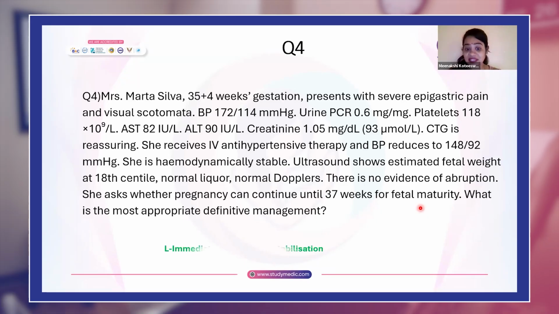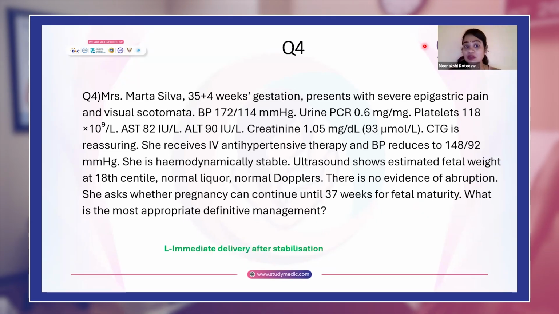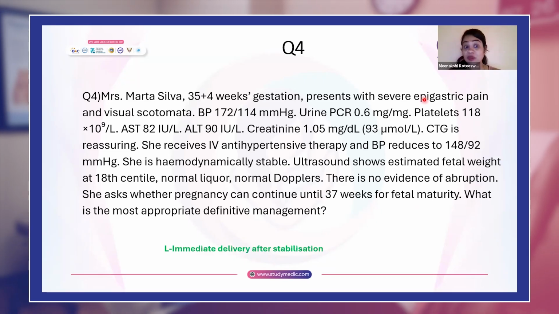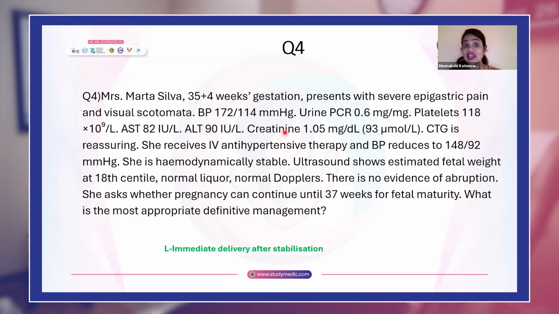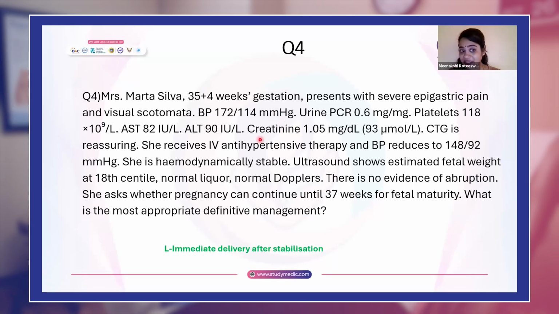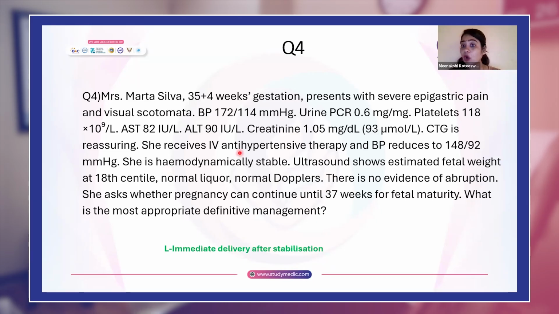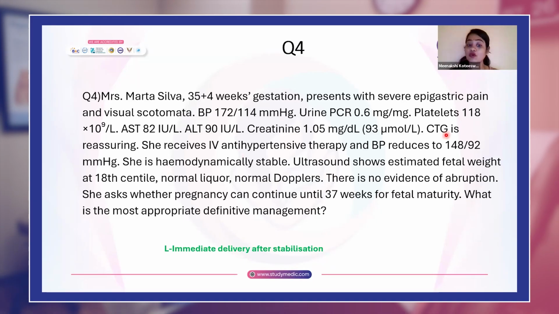As you can see in this, they are asking about definitive management. So you know that she's got severe epigastric pain with visual scotomata, which are imminent signs. And then they are telling that the BP is high, but of course the antihypertensives are given. And you've also seen that there are altered LFTs and platelets. Probably this can be HELLP syndrome. So therefore, you need to go for an immediate delivery.